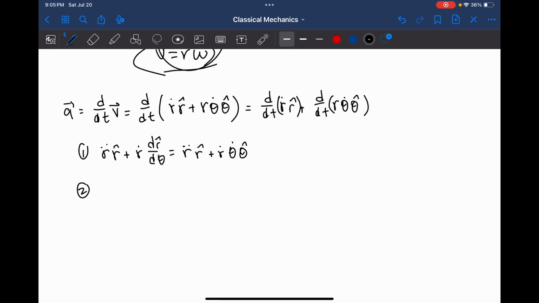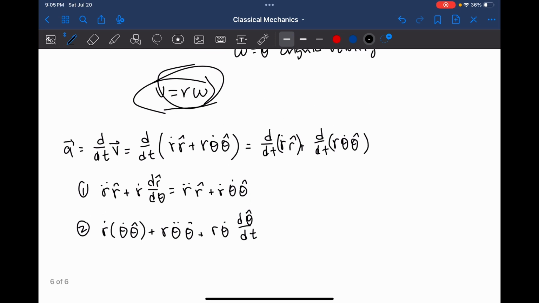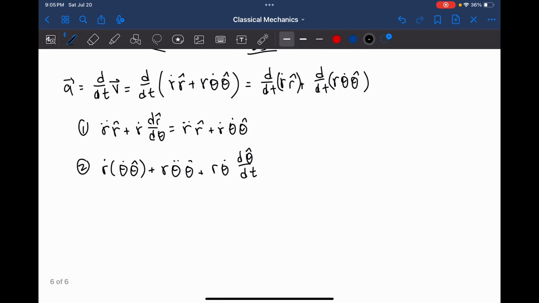In the second term, this is a triple product rule, so we're going to get r dot times theta dot in the theta hat, plus r theta double dot in the theta hat, plus r theta dot times d theta hat dt. Once again, this is just the 2D case. You can easily generalize this to 3D by noting that the derivative with respect to time of z dot in the z hat is just z double dot in the z hat. But that's trivial.